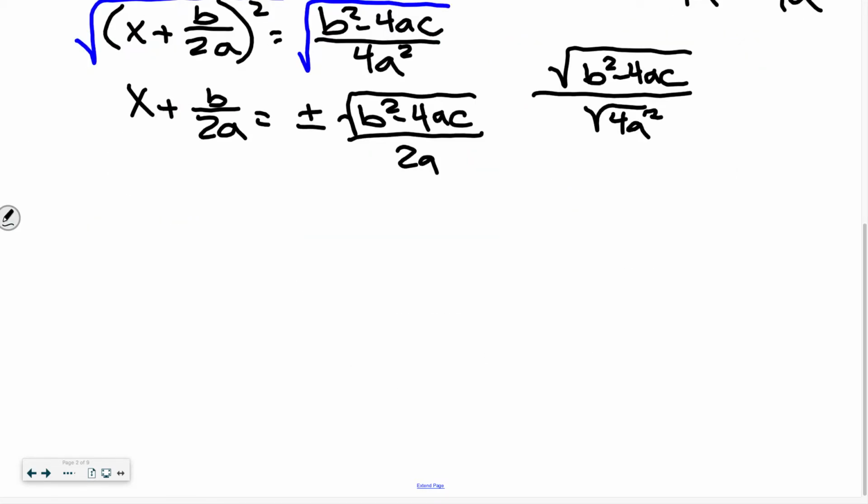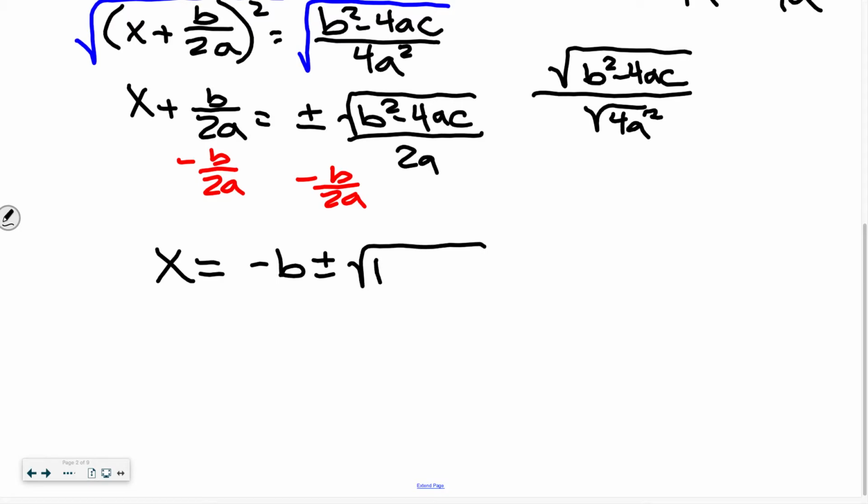And then our last step is to subtract b over 2a. So minus b over 2a and minus b over 2a. And on this side, it just cancels out, so we have x equals. On the right side, remember, I always put that number in front of my plus or minus. And since they have common denominators, I can go ahead and do the numerator together. So it's negative b plus or minus the square root of b squared minus 4ac all over 2a.